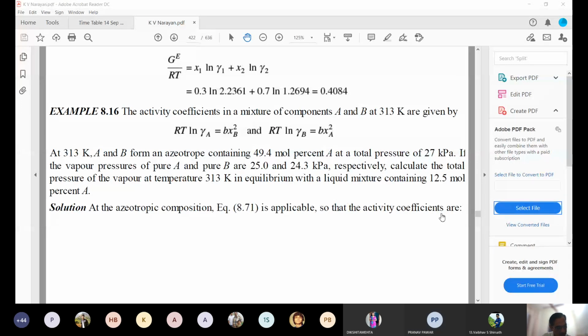So calculate the b value from both the equations and see if we are getting the same value of b. What is the value of R you are going to use? At 8.314. Okay, use it and see what value of b you get.